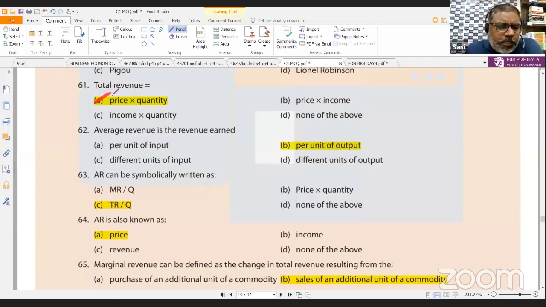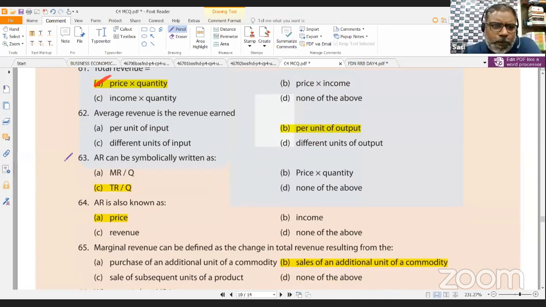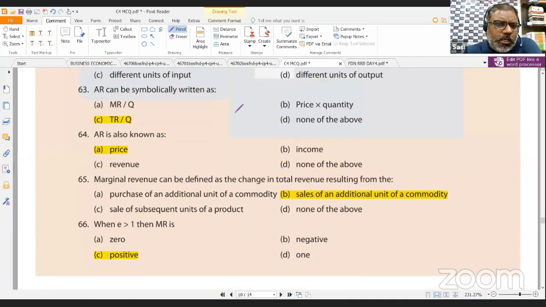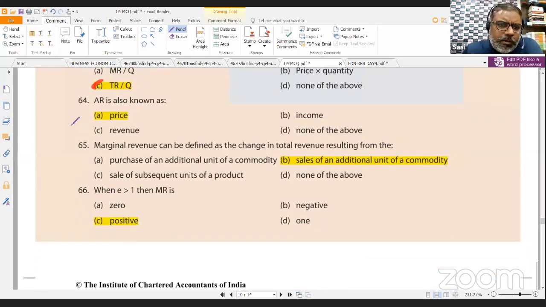Total revenue is price multiplied with quantity. Common sense question. That is total revenue. Average revenue is the revenue earned per unit of output. That is also a direct question. Average revenue can be symbolically written as total revenue divided by Q. Direct question. Average revenue can also be known as price.